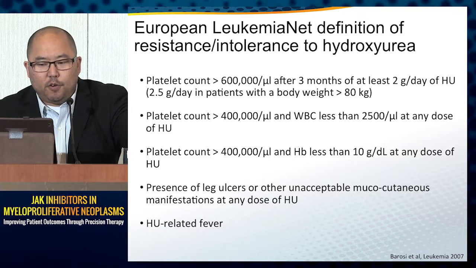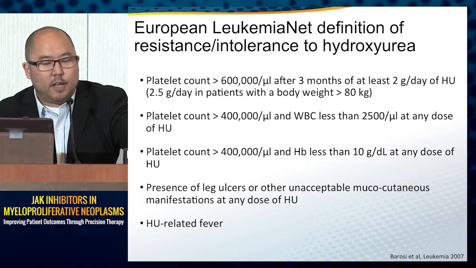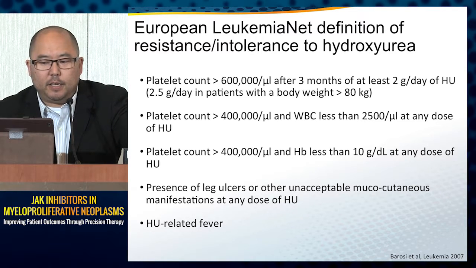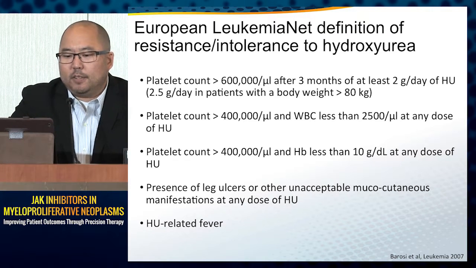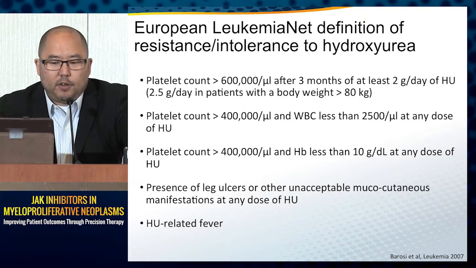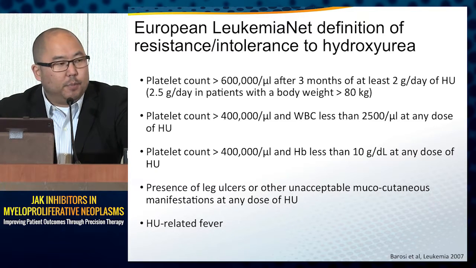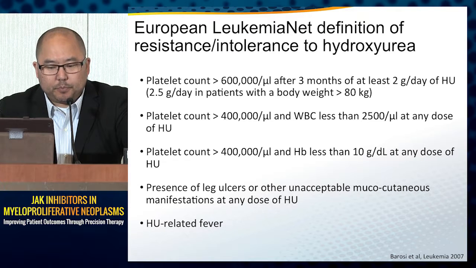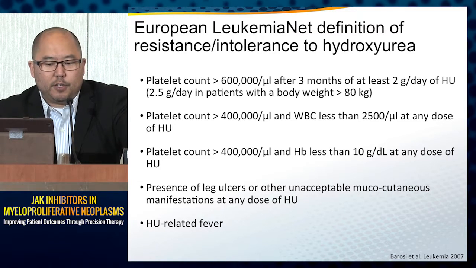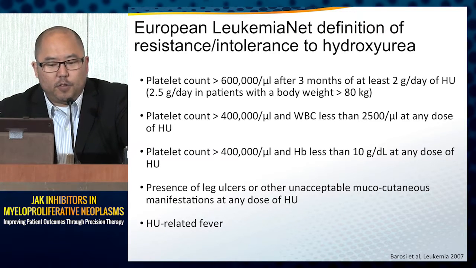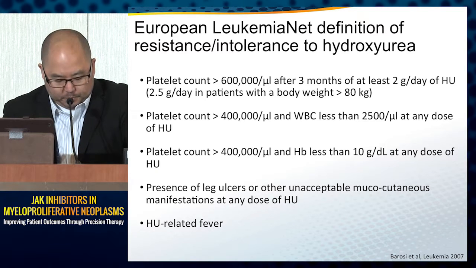The first is if you're on a high dose of hydroxyurea, and that dose is sort of arbitrarily defined as being at least 2 grams per day, or in a bigger person, 2.5 grams per day, and your platelet count remains above 600,000. Or in the second and third examples, the patient is developing leukopenia or anemia while the platelet count still remains elevated. The third criteria is basically toxicity from hydroxyurea, most commonly leg ulcers or other mucocutaneous problems, and the fourth, hydroxyurea-related fever.